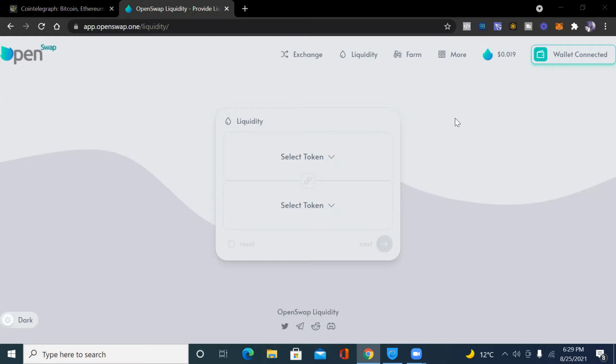I'm not going to really do an in-depth look at the project. I really just want to view the swap, see the different types of cryptos they have on there, their exchange, the liquidity, and also the farms they have. So I'm just going to go through a basic overview, nothing major.